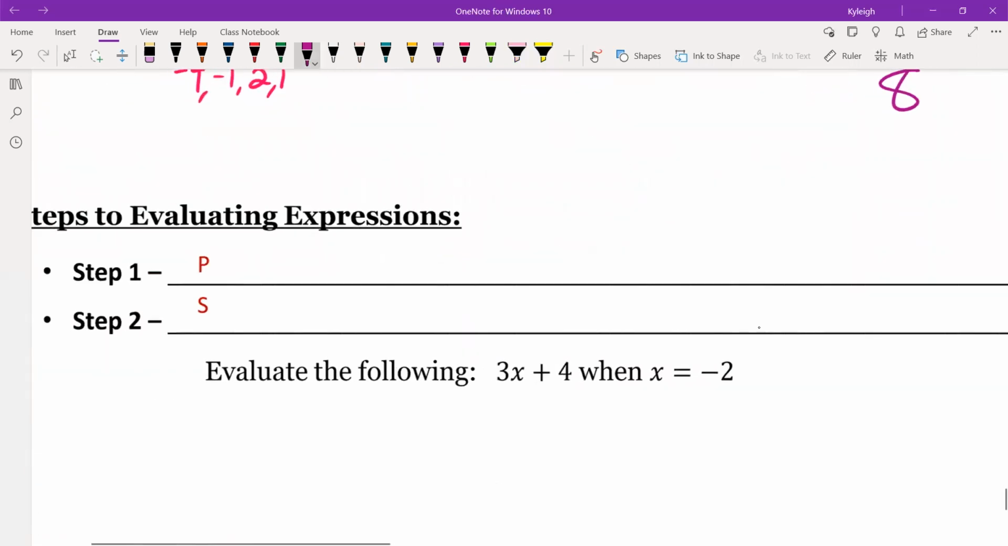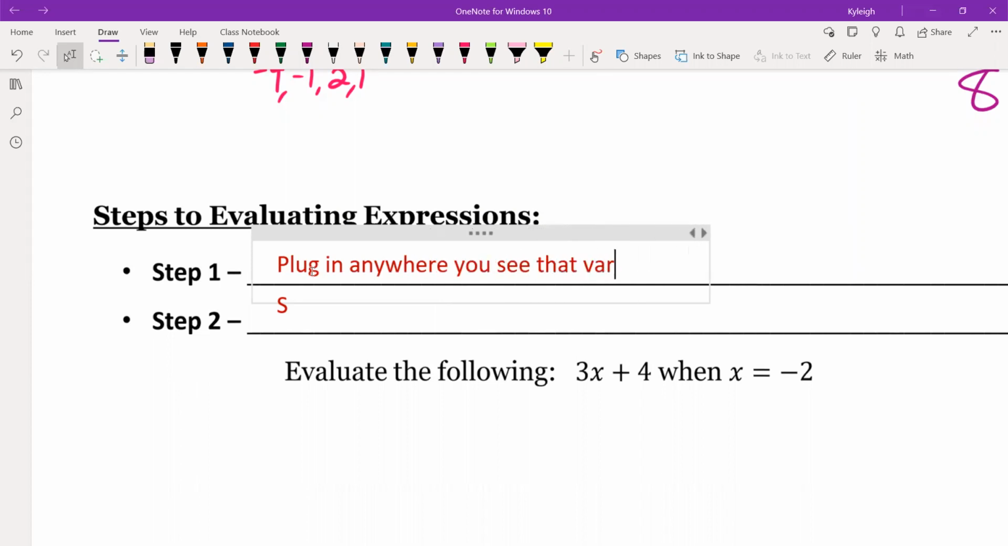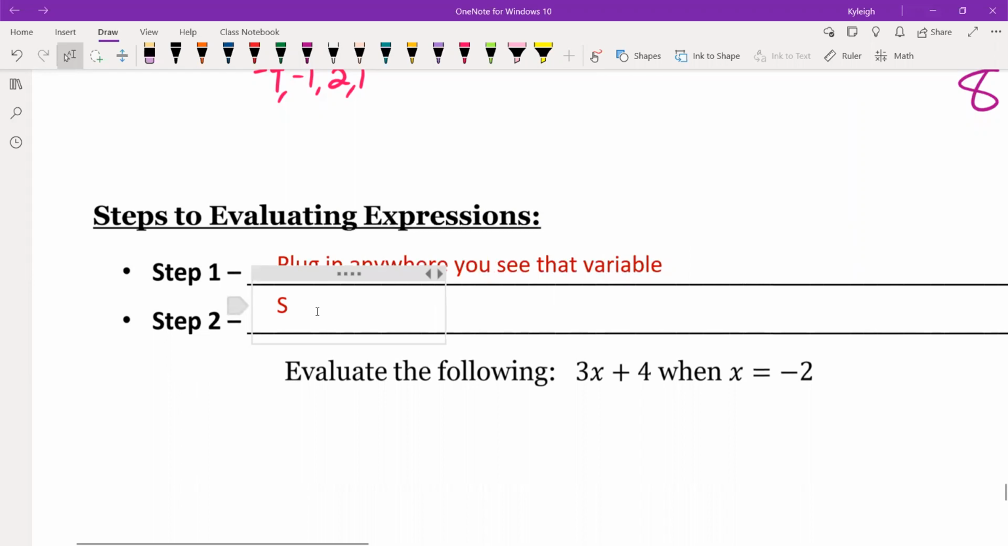Okay. So let's talk about steps to evaluating expressions. So now that we have reviewed the basic definitions, now we have to apply those definitions. So we plug in anywhere you see that variable, and then we simplify. And what I mean by that is add, subtract, multiply, divide, whatever in PEMDAS order, and more specifically, left to right.